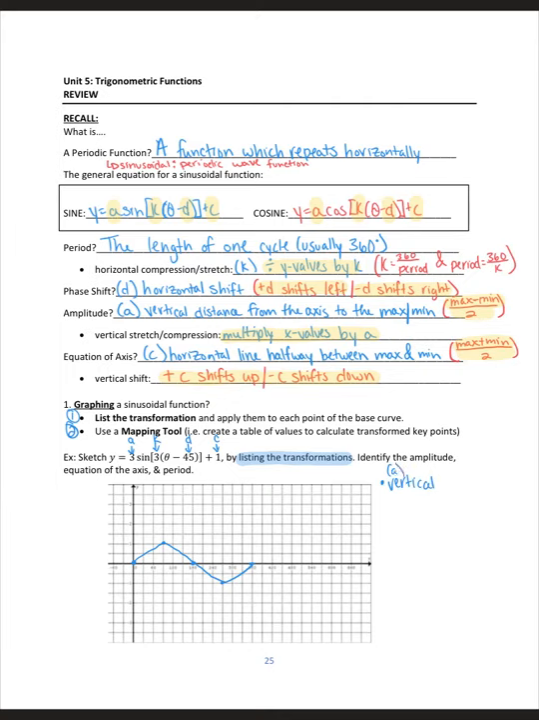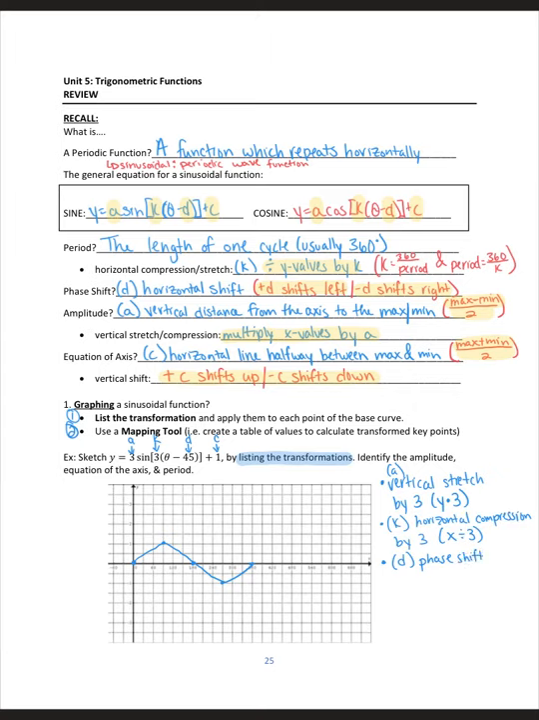Maybe I'll just put a vertical stretch by 3. So that means we're going to take all of our y values and multiply them by 3. That's what our vertical stretch is, right? And then that k value represents our horizontal compression. In this case, that's by 3 again. So that means we're going to take all of our x values and compress them, or divide them, by 3.